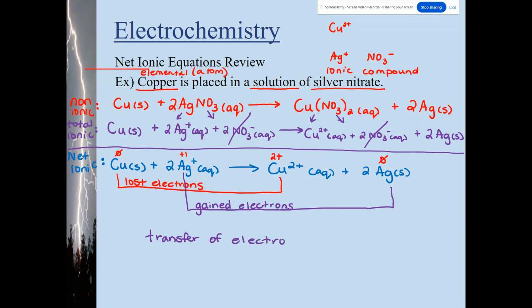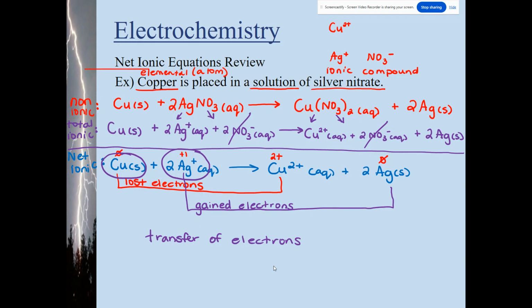Okay? One substance, in this case copper, is losing electrons. The other substance, in this case silver, is gaining electrons. All right? And that's kind of the introduction or the premise of electrochemistry. These are reactions that undergo a transfer of electrons. So obviously there's lots of potential uses for this, right?